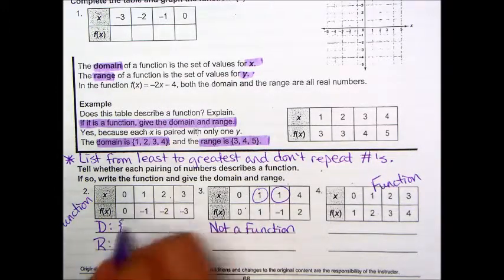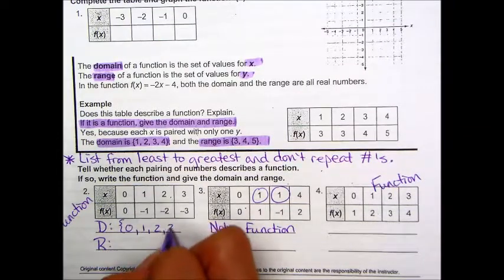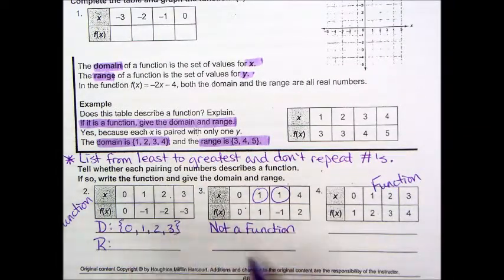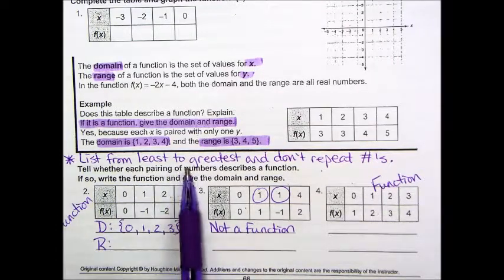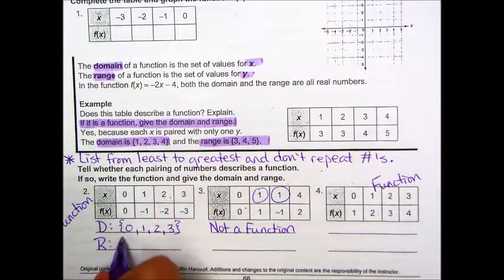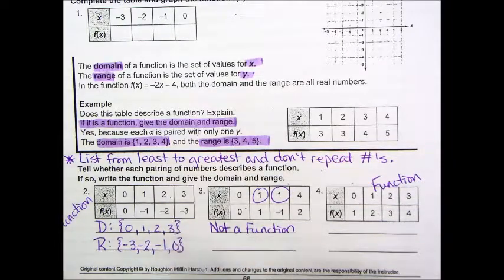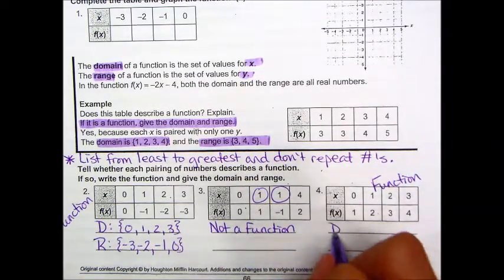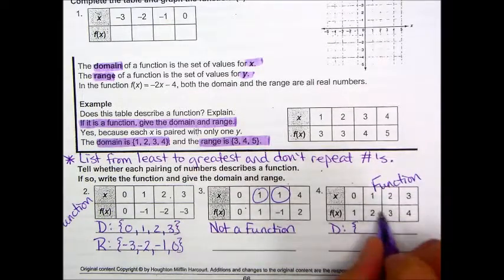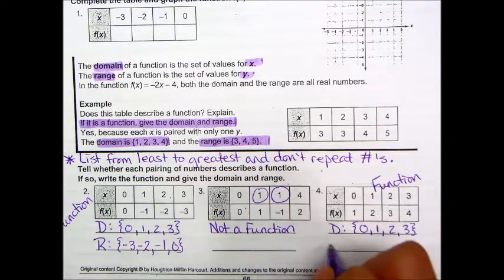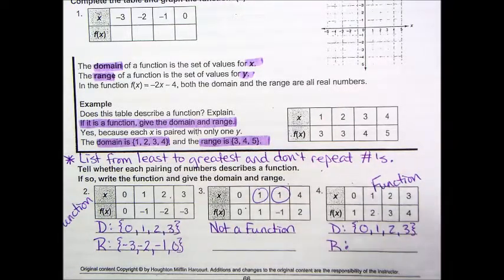Domain is our x values. So that's 0, 1, 2, and 3. Range is our y values, but we do want to list them from least to greatest. So from least to greatest, we would say -3 is the smallest y value, then -2, -1, and 0. So one more time, domain is your set of x values. So in this function, it would be 0, 1, 2, and 3. And your range is your set of y values. So this one would be 1, 2, 3, and 4.